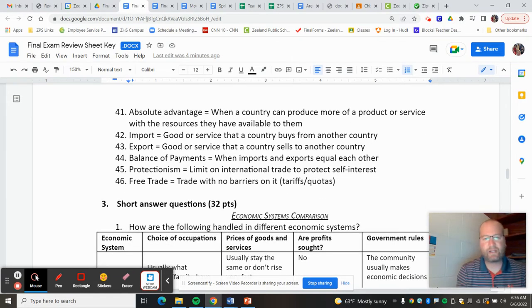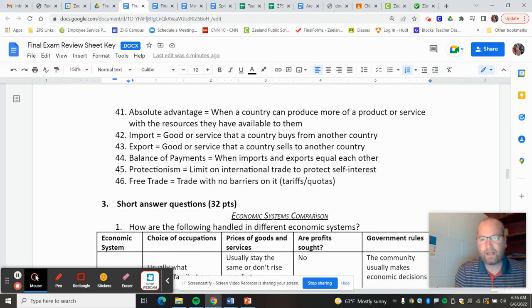Import. That is a good or service that a country buys from another country. It's coming in to the country. And an export is the opposite. A good or service that a country sells to another country. So something that is exiting the country. That's an export.